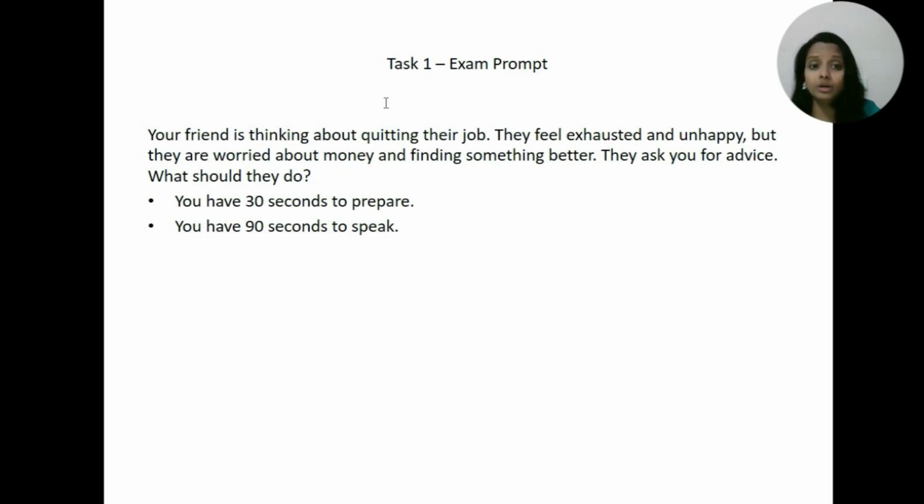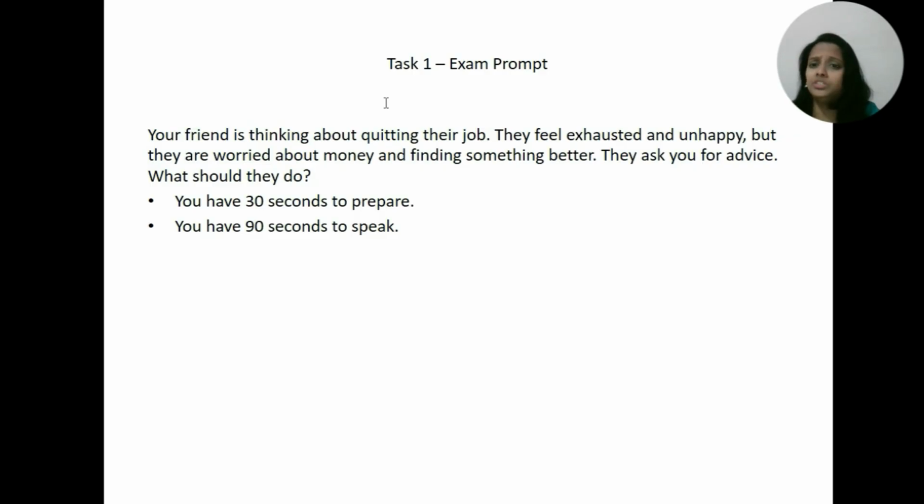One option is to quit your job right away and take a break. This could help you recover mentally and emotionally, and it might give you the space to think clearly about what you really want. However, the downside is that you may start feeling stressed about income, and that pressure could actually make things harder for you.